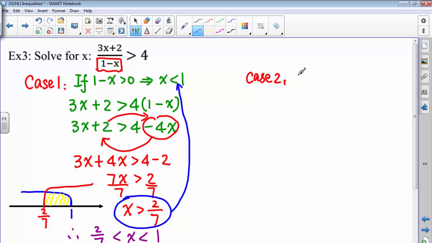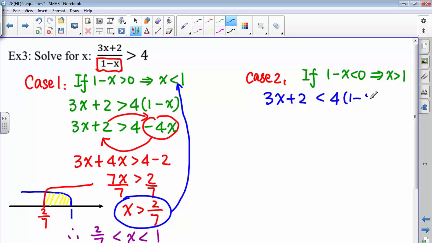Let's look at case 2. So for case 2, we say if the denominator is less than 0. If the denominator is less than 0, this means the x value is greater than 1. If we want to cancel the denominator, which is a negative value, you multiply both sides by a negative value. You need to remember to flip this inequality sign. Larger than becomes smaller than.